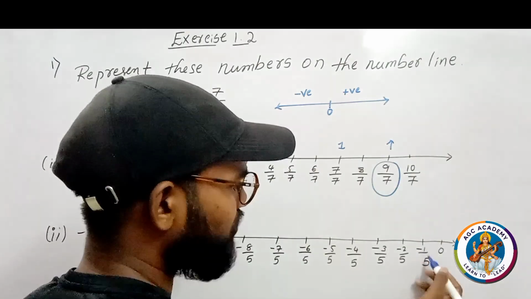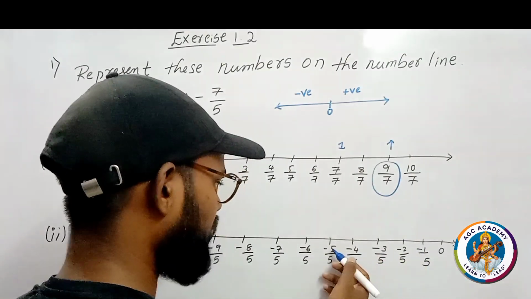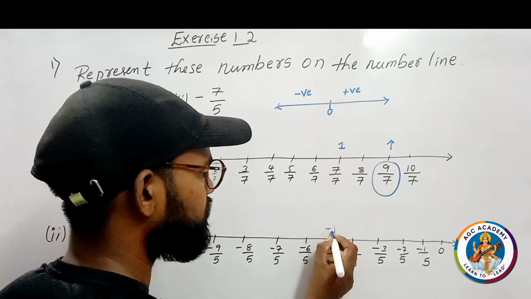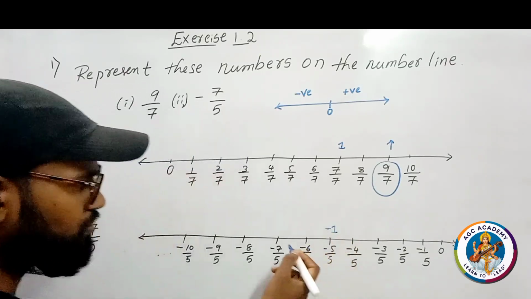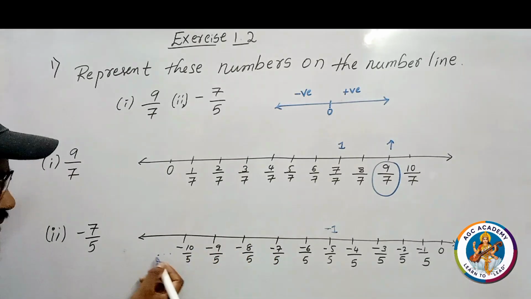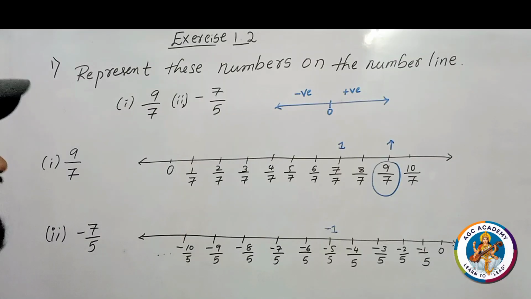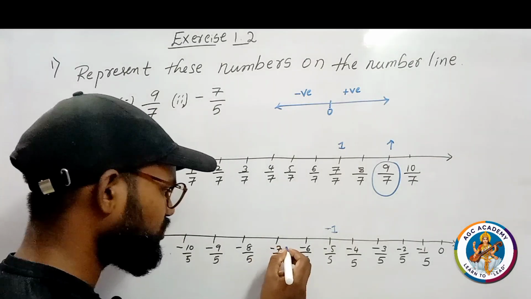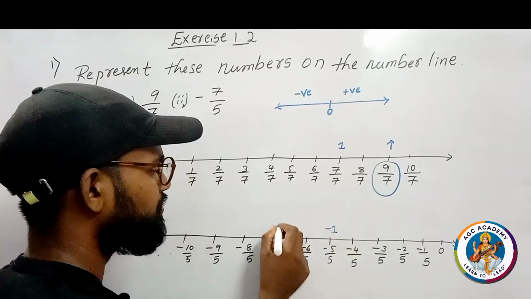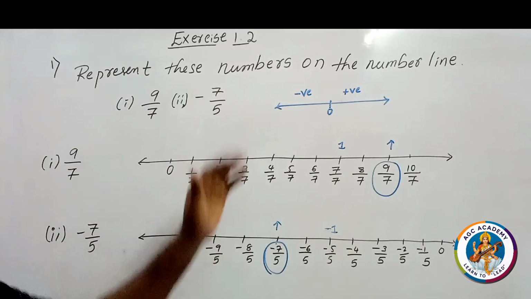So minus 1 by 5, minus 2 by 5, minus 3 by 5, minus 4 by 5, minus 5 by 5. So minus 5 by 5 is nothing but minus 1. Next, minus 6 by 5, minus 7 by 5, minus 8 by 5, minus 9 by 5, minus 10 by 5, and so on. But what we need to represent? Minus 7 by 5 on the number line. So here is your minus 7 by 5. That's it. So that's all about this question.